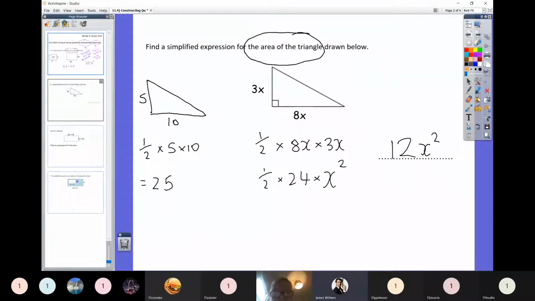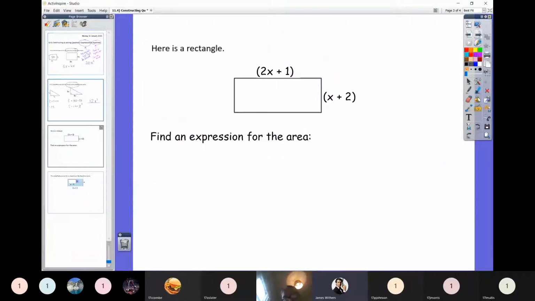Okay, simple enough, I think. So area of a rectangle, just do base times height. Area of a triangle, do half times base times height. Now, the worksheet includes some that are a bit trickier. So let's say we've got one of these. We've got to find an expression for the area.